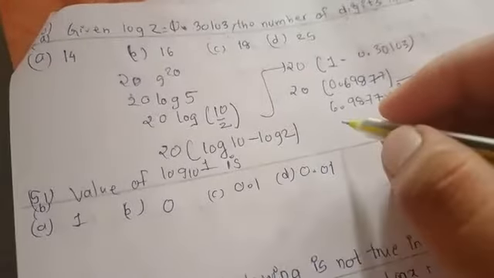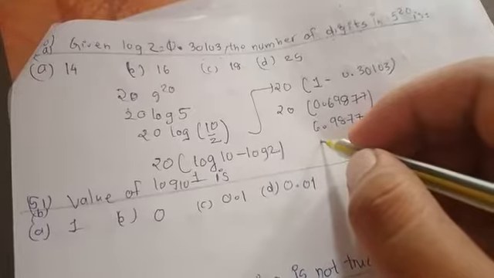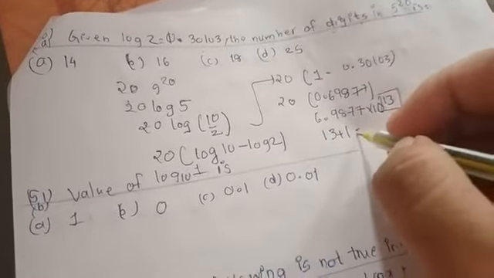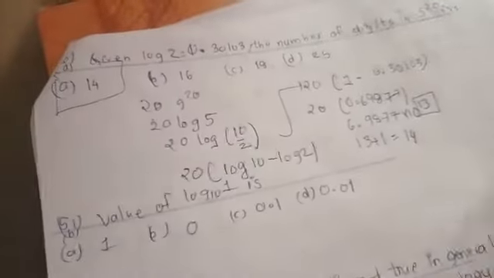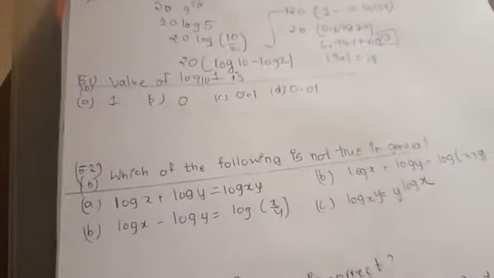As we know that the number of digits is always 1 greater than the characteristic, so the number of digits will be 13 plus 1, which is equal to 14. So the answer of the 50th question is option A. So option A, 14, is correct.